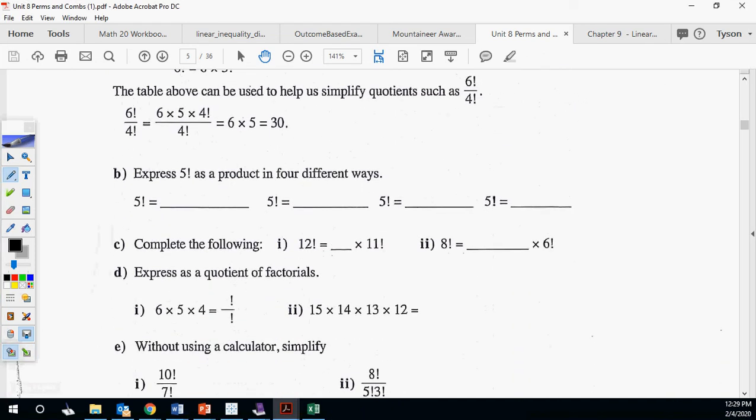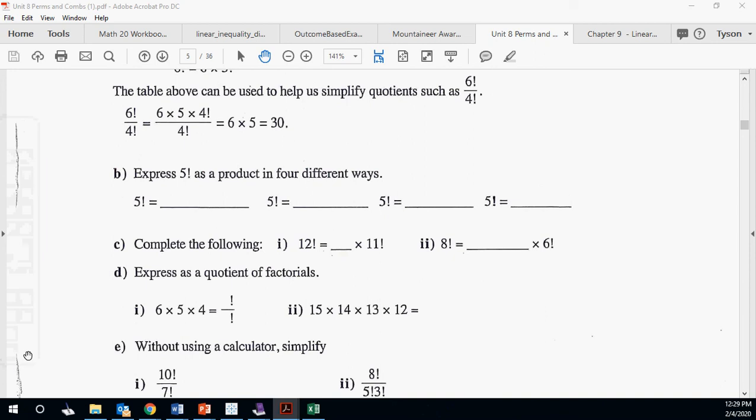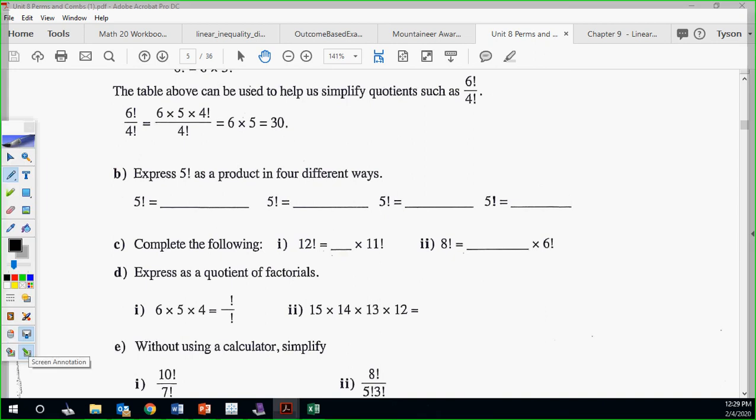This is an example to show how it can help you a little bit. If I want to know what 6 factorial divided by 4 factorial is, I can walk the 6 down to the 4 factorial, and then these are equivalent, so they cancel. Okay, you're going to use that. I know that's really basic.